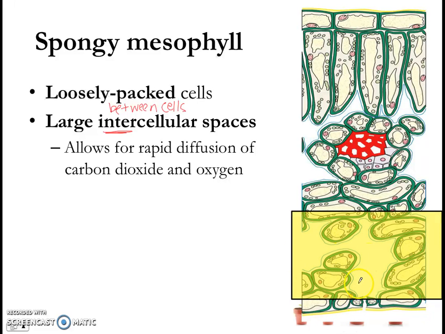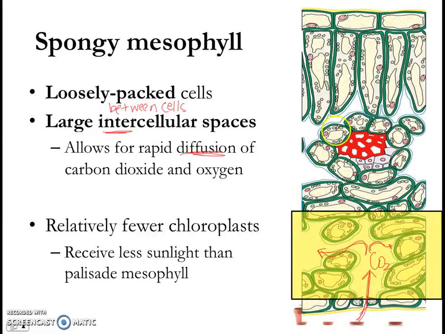Now the main reason for this is that it allows for the rapid diffusion of gases. So we'll see later that gases like carbon dioxide enter the leaf through the lower epidermis, right? And it needs to diffuse and circulate throughout the leaf. So these intercellular spaces allow for rapid diffusion of carbon dioxide into the leaf and oxygen out of the leaf.